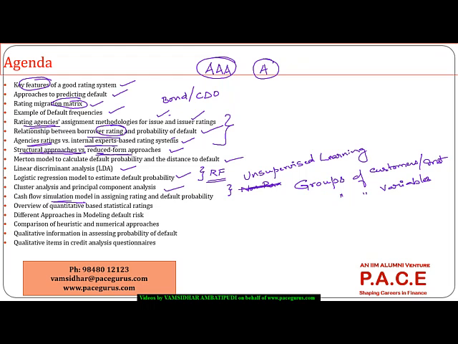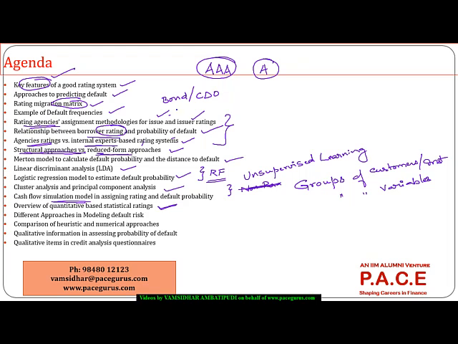Then we'll talk about simulation modeling, cash flow based simulation. How will it play a role in terms of assigning the ratings and default probability? Then, so now that we get a good idea of different kinds of statistical and quantitative methods, we will look at which one is better, again by trying to understand the various features of the good rating system, and then compare all the models that we have discussed, the numerical and the quantitative model.